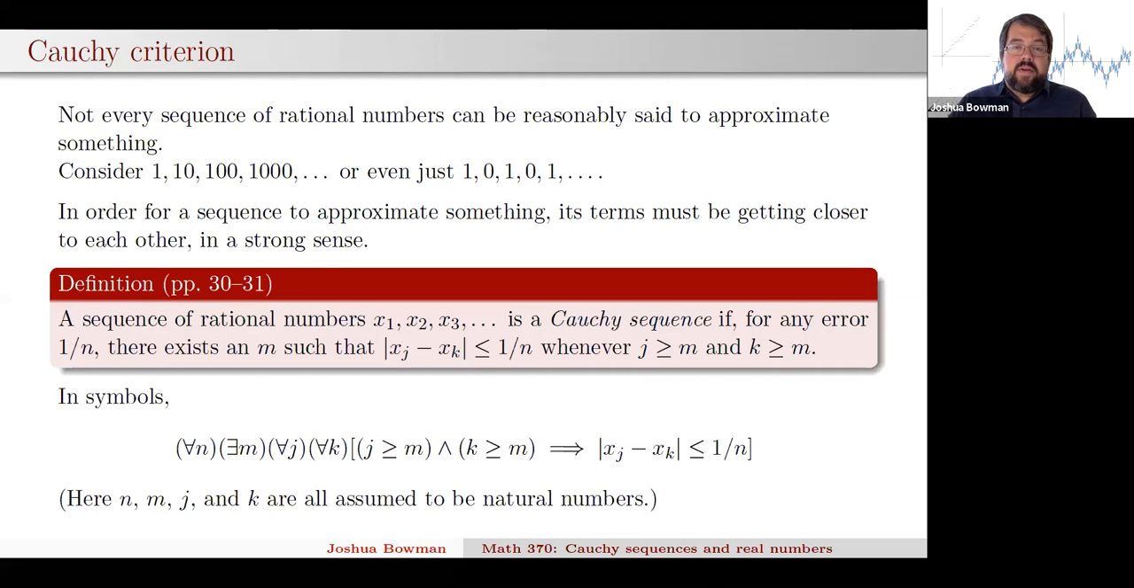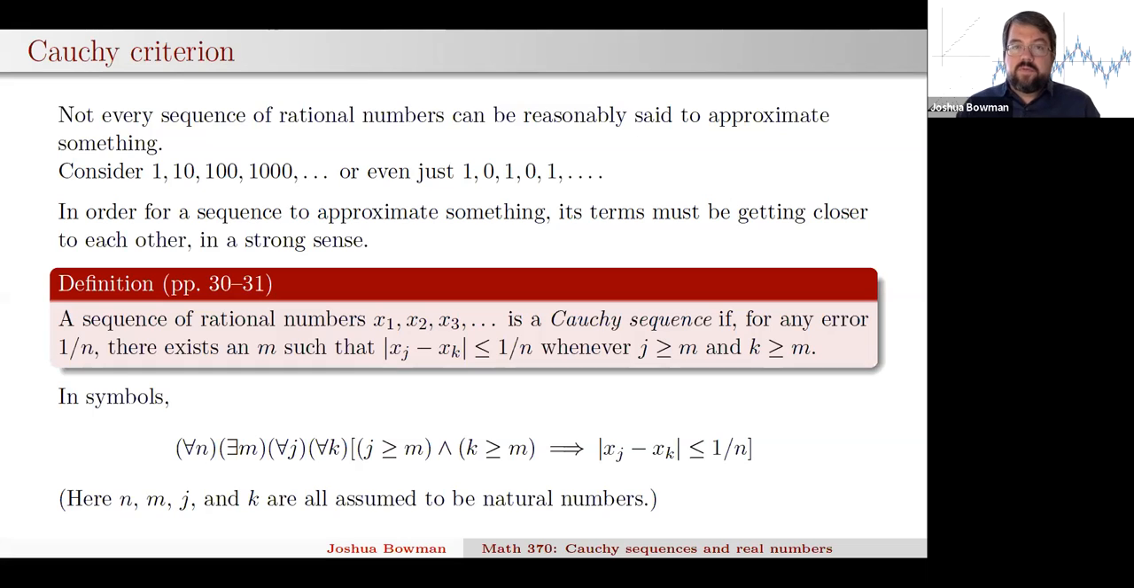The first thing to think about is what it means to have a sequence that should have a limit. Not every sequence of rational numbers can be reasonably said to approximate something. If you think about the sequence 1, 10, 100, 1,000, that just keeps growing and growing, there's nothing that's approximating. Or even just a sequence that's going back and forth between two numbers, like 1, 0, 1, 0, 1, 0. Really, in order for a sequence to approximate something, its terms have to be getting closer to each other, and they have to be getting closer together in a fairly strong sense.